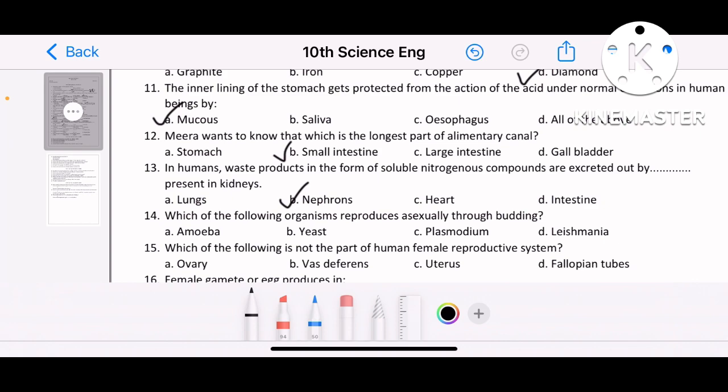Question number 14. Which of the following organisms reproduce asexually through budding? Here the term budding is used not only for asexual reproduction, but we have to remember the method of asexual reproduction here is budding. So the right answer is yeast. Next question, which of the following is not the part of human female reproductive system? Options are ovary, vas deferens, uterus, and fallopian tubes. But as you all know, ovary, uterus, and fallopian tubes are female reproductive parts. So the right answer is B, vas deferens.